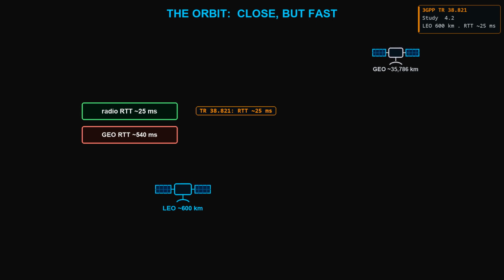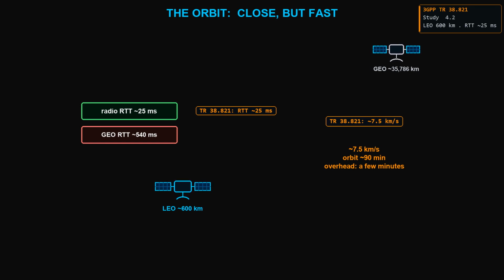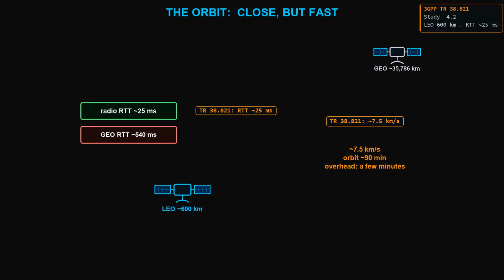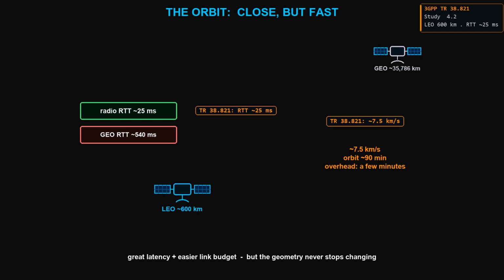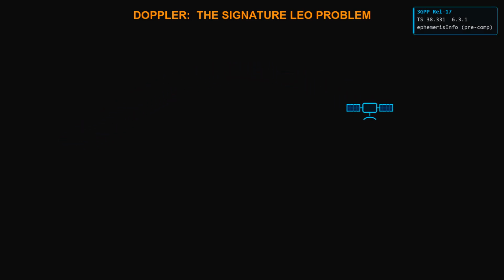But there's a price. To stay in orbit that low, the satellite has to move incredibly fast, roughly 7.5 kilometers per second, circling the whole Earth in about 90 minutes. From where you stand, it rises, crosses the sky, and sets, all in a handful of minutes. So low Earth orbit gives you fantastic latency and a much easier link budget. But the entire geometry between you and the satellite is changing continuously. And that motion is the source of every hard problem in this chapter. These figures come from the 3GPP study TR 38.821.